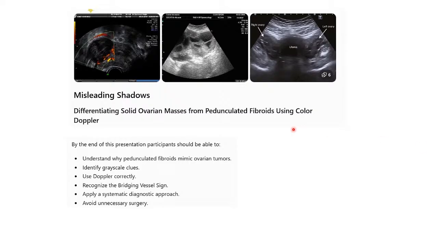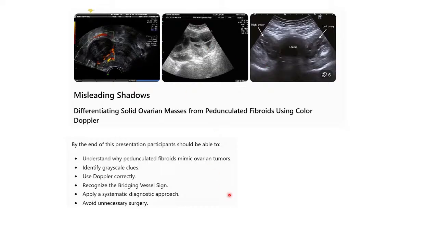So now, the misleading shadows. Differentiating solid masses from pedunculated fibroids using color Doppler. So you can see this is color Doppler. You already know color Doppler and how to use it, I hope so. If not, I am sorry, I need you to work on that. So you can see the uterus there, the ovaries there. So this is B mode, then color Doppler.